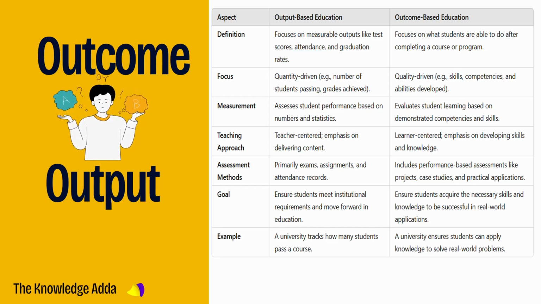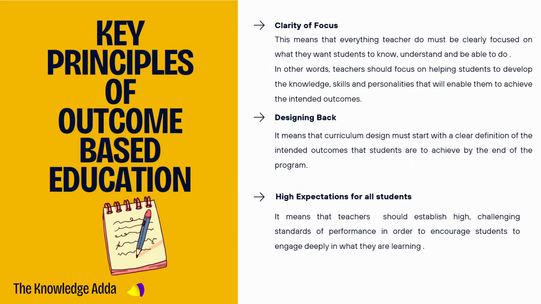So primarily examination, assignment, and attendance record. But outcome-based education includes performance-based assessment like project, case studies, and practical application. So also you can take the example, a university tracks how many students pass a course, and in outcome-based education, a university ensures students can apply knowledge to solve real-world problems and also can get a job.